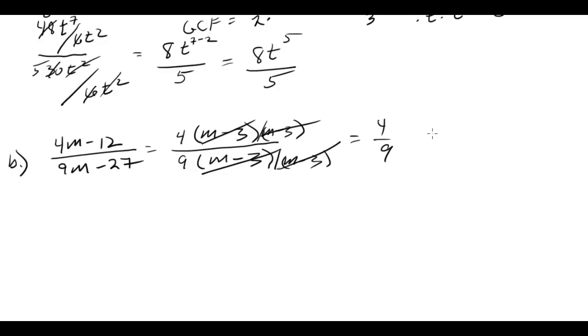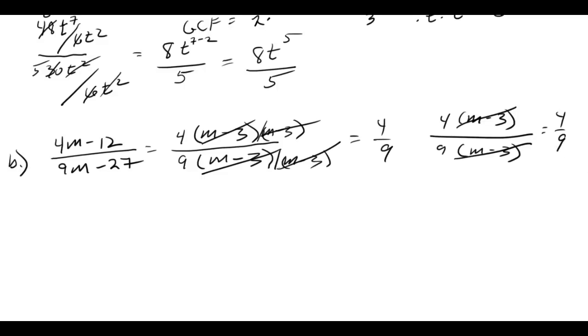Most of the time, I'm actually going to do this in my head, though. Alright, when I get to here, I'm going to do it this way. M minus 3 over m minus 3. I know these are the same thing, so any number, whatever it is, divided by itself is 1. So that equals 4/9.